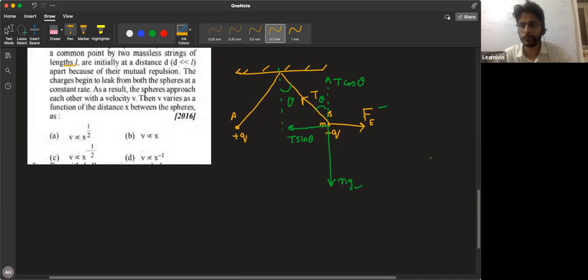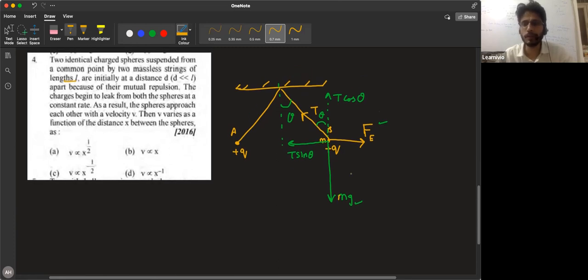Sir, what is Mg? Weight. No, weight M of the charged particle. Yes. Sir, I thought it's Mg. No, no. Ishma, which two forces will balance each other if the system is in equilibrium? Minashi, which forces will balance each other? T cos theta and Mg.